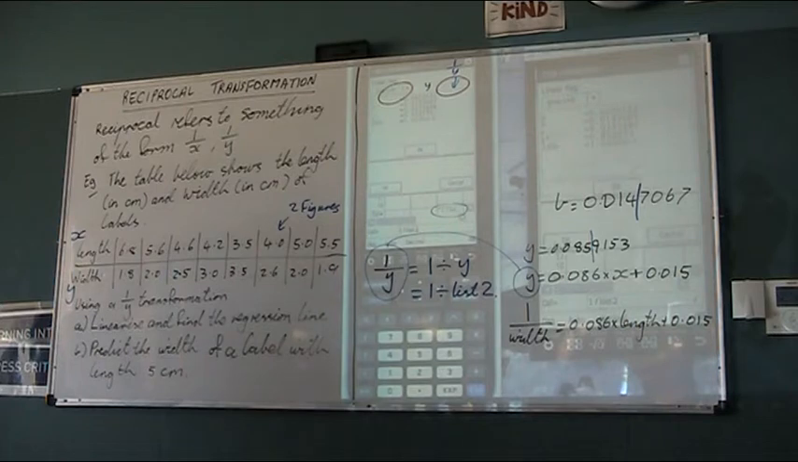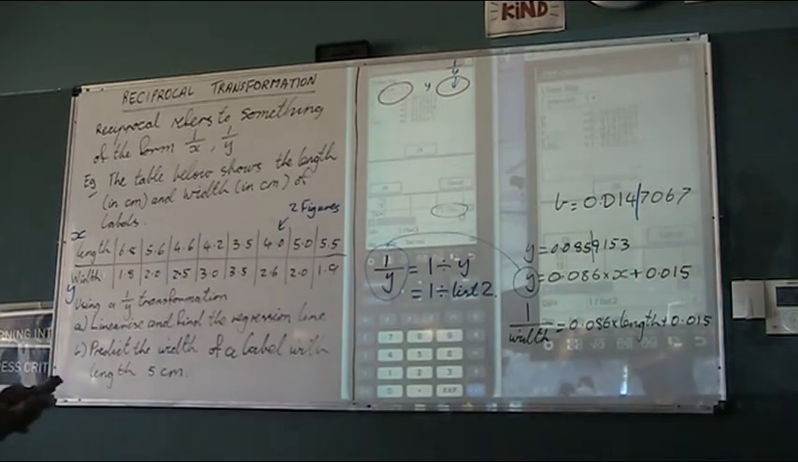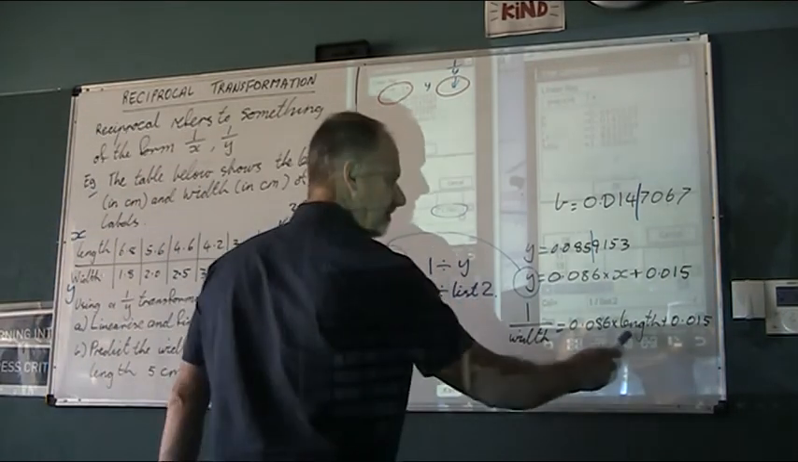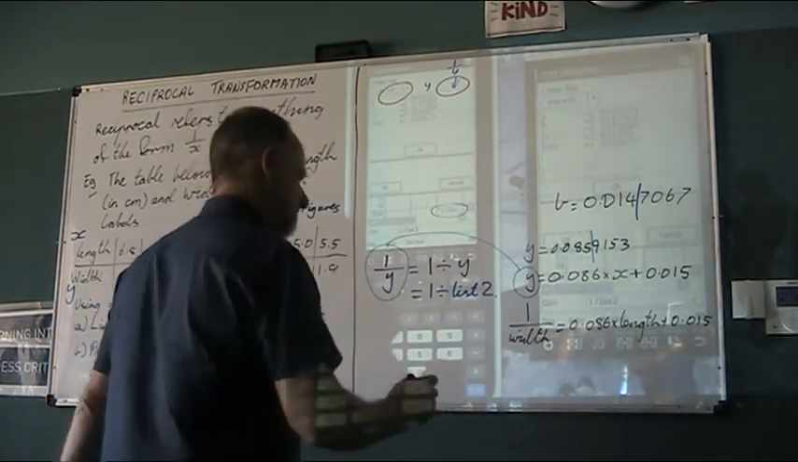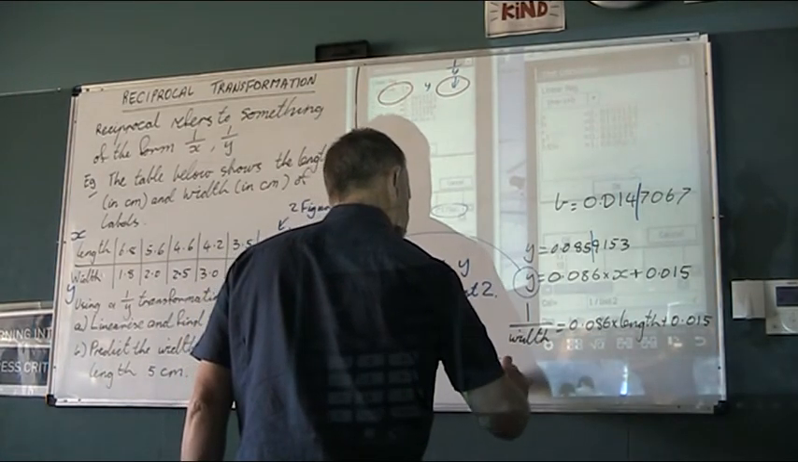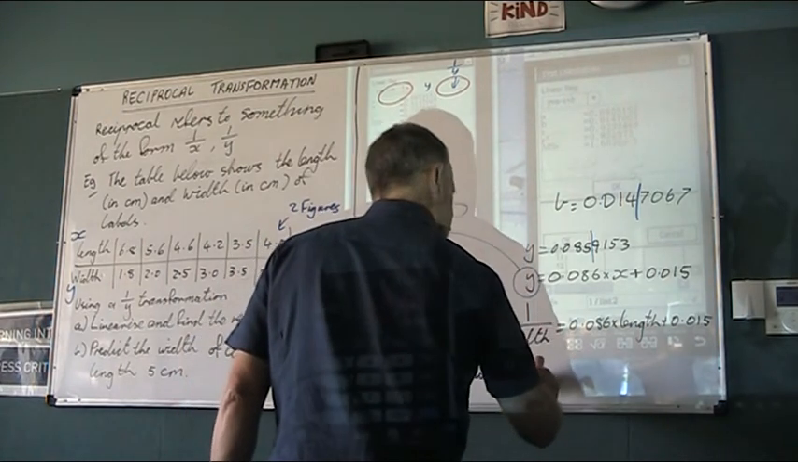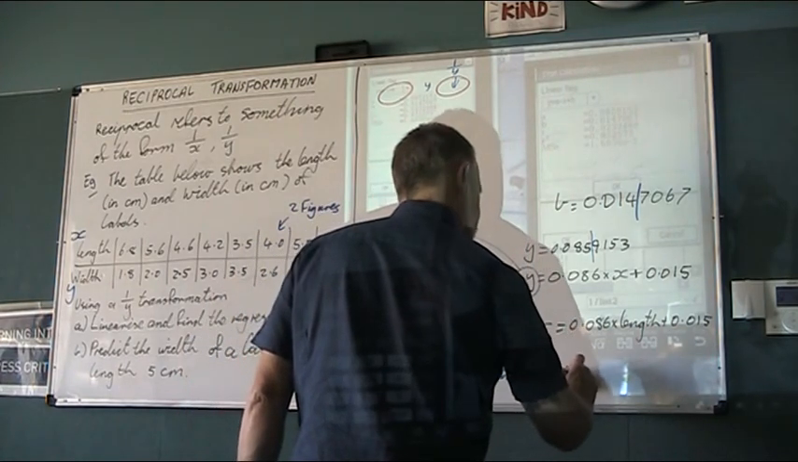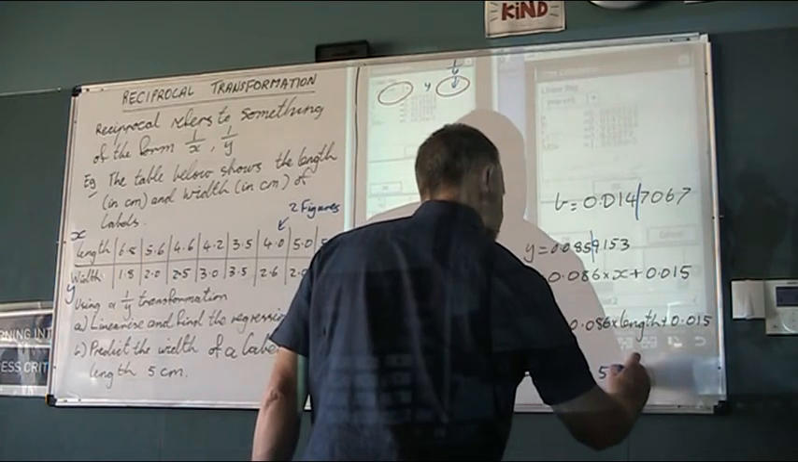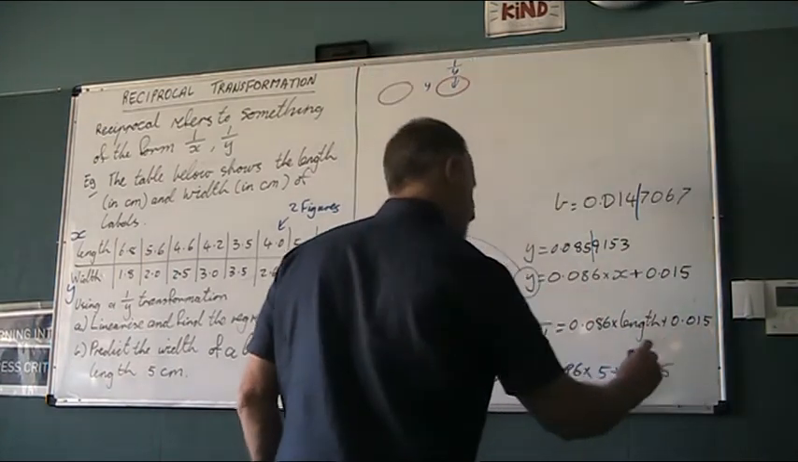Right, any questions about that so far? Nope. Alright. Part B says predict the width of a label with length of 5. So what I'm going to do is put 5 in there. So 1 on the width equals 0.086 times 5 plus 0.015.